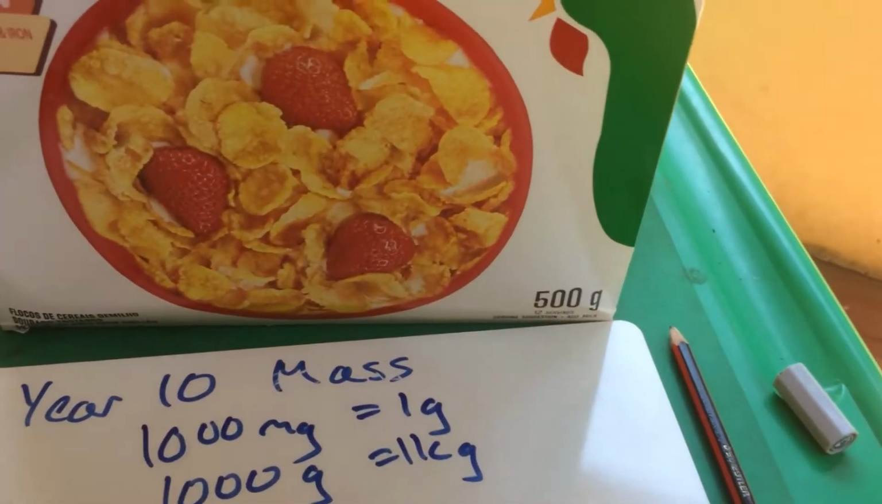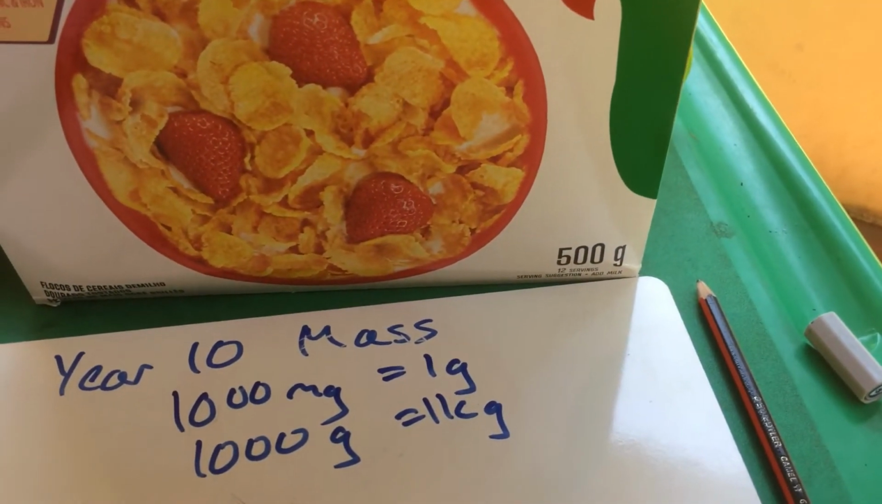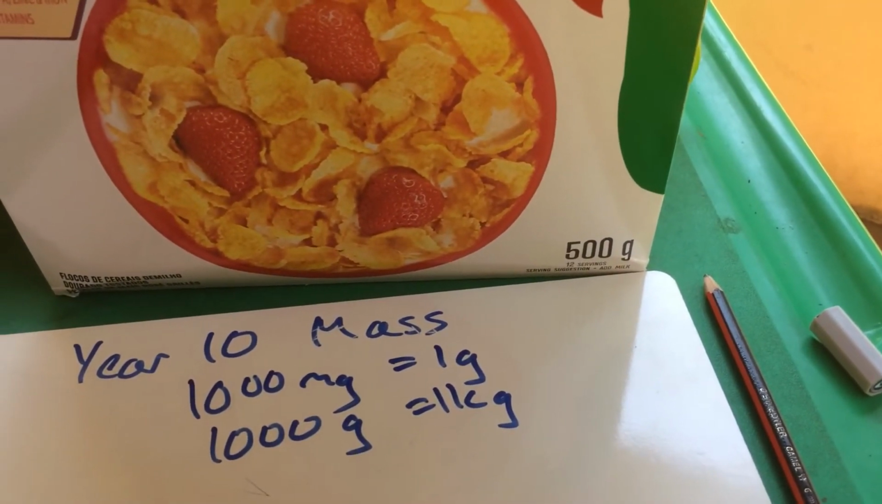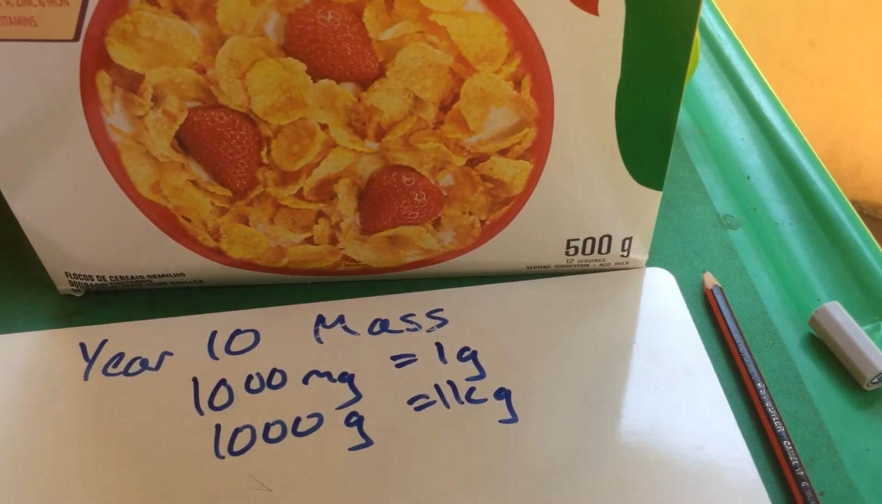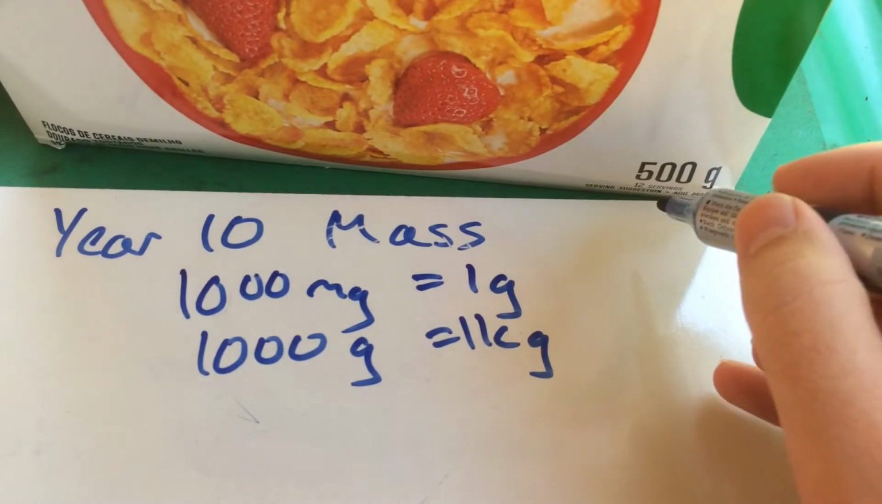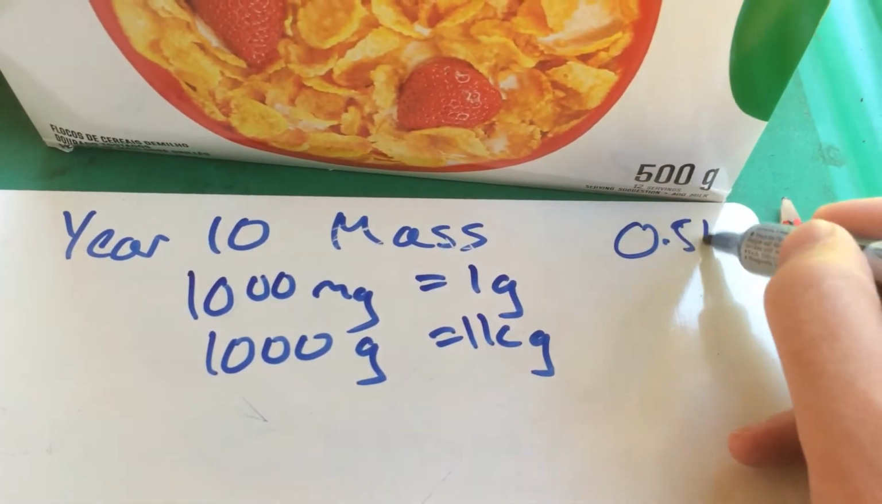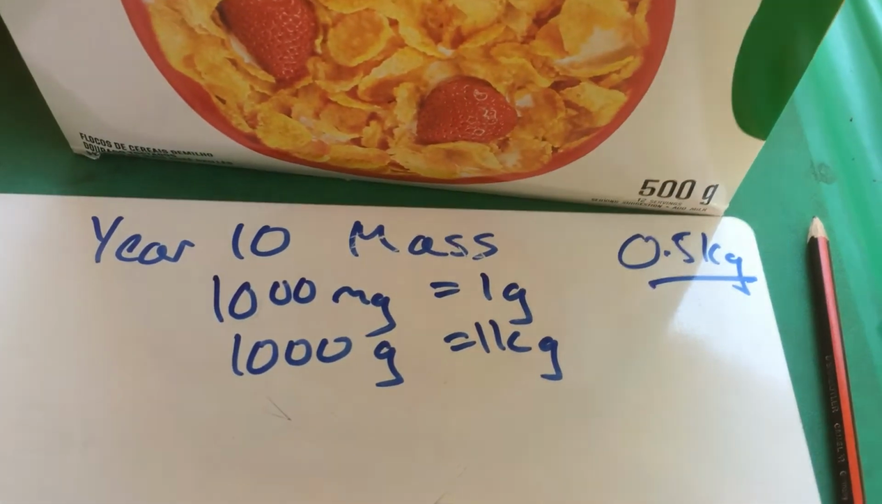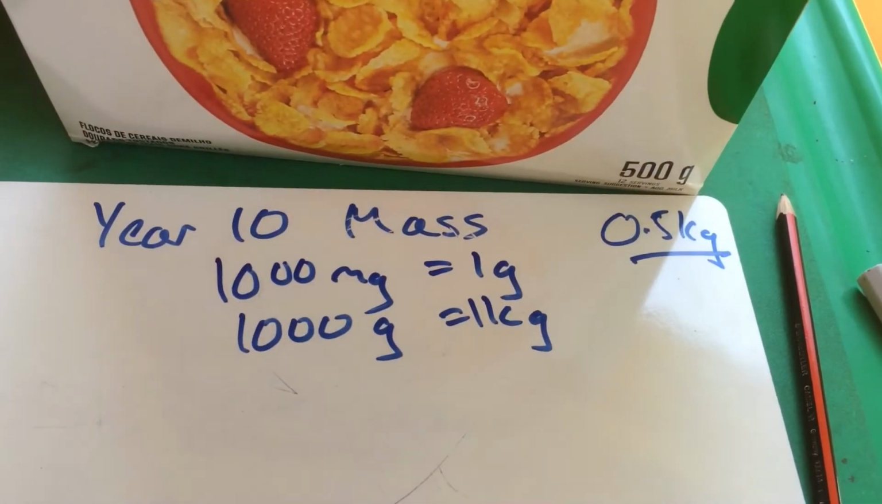Let's take an example here from our Kellogg's Cornflakes. It's 500 grams for the box, so how much is that in kilograms? Well, 500 is half of 1,000, so I know that Cornflakes box is half a kilo. Okay, questions become a little bit more challenging.